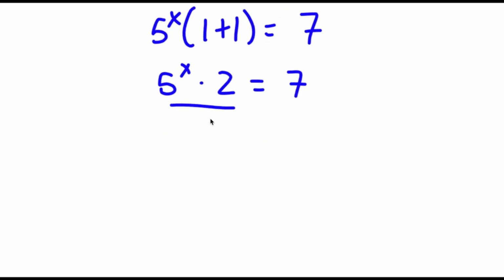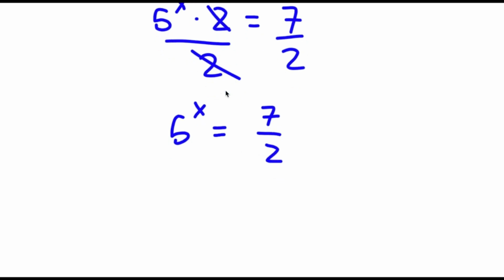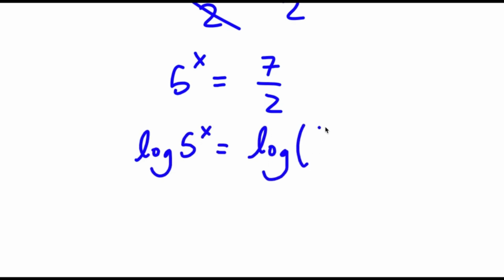Now I'm going to divide both sides by 2, so then these two cancel out, and I get 5 to the power of x is equal to 7 over 2. Now from here, I'm going to take the log on both sides. So now I have log of 5 to the power of x is equal to log of 7 over 2.